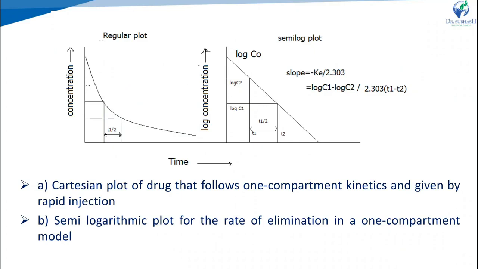We have to plot the graph, a regular plot for one compartment kinetics given by rapid injection, concentration versus time. So we get the curve. The same data we apply to a semi-log plot, semi-log paper graph, log concentration versus time. We get a straight line. From the slope we find the Ke, the elimination rate constant.